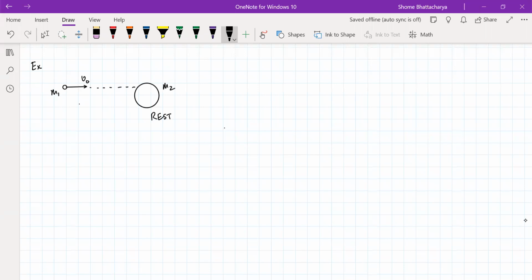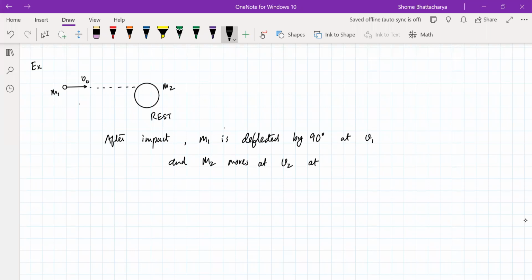Okay. Now after impact, M1 is deflected by 90 degrees, whereas M2 moves at velocity V2 at an angle theta with respect to the line of action of the velocity V0.